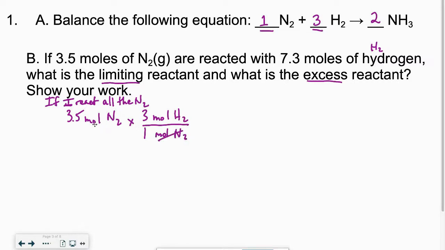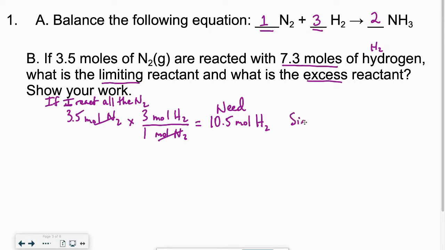That will cancel out my moles of N2. And now I will have 3 moles of hydrogen times 3.5. And that will give me 10.5 moles of hydrogen. And so then I see up here that actually I only have 7.3 moles of hydrogen, and I need 10.5 moles of hydrogen. I don't have enough hydrogen here.